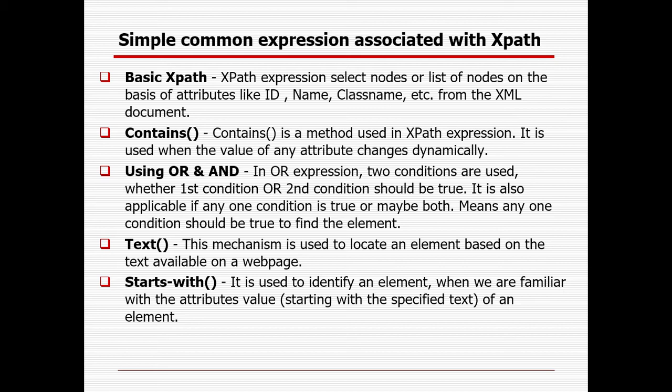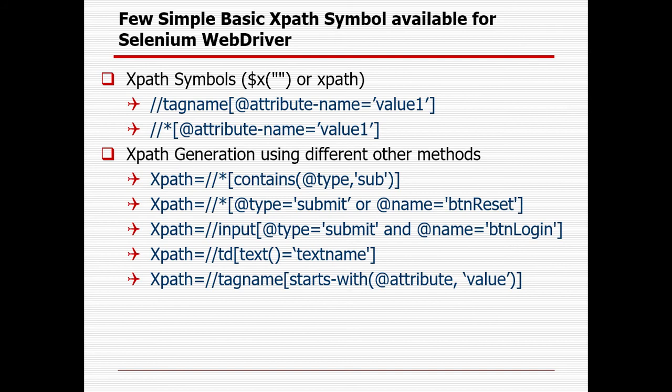Text. This mechanism is used to locate the element based on the text available on the web page. We already saw that with partial link text or link text we are able to identify the element. Similarly, in case there is a link, sometimes with the help of text we can create an XPath. I will show you, not to worry. Starts-with. Sometimes one component is volatile or dynamic, and the first portion is fixed, so with starts-with we can go for the static component and create the XPath.